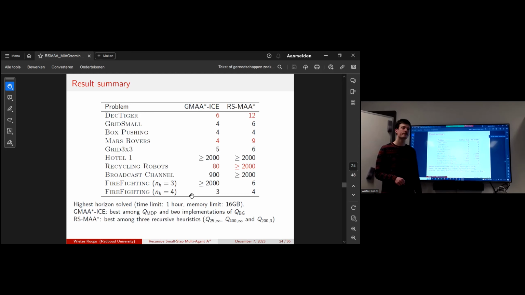I have a very naive question. What does it mean to solve a horizon? I mean, are we computing optimal strategies here, or what?